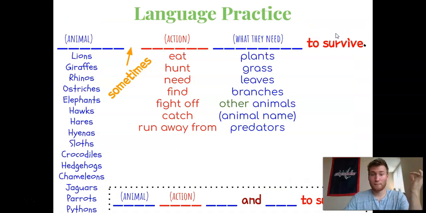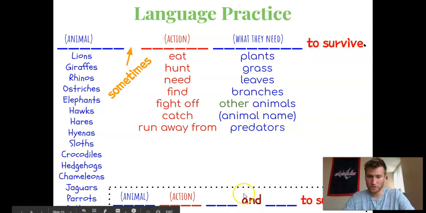Now we're just going to practice making up our own sentences for about 1 minute, and then you're going to have a chance to do some questions and show us what you know. I'm going to go first. You're going to repeat my sentence, and then you're going to make up some of your own. I know that crocodiles sometimes hunt jaguars or other animals. I'm going to say, crocodiles sometimes hunt jaguars to survive. That's great, but I also want to use the conjunction and. So now I'm going to make a sentence with the conjunction and.